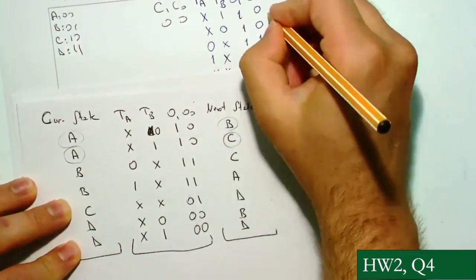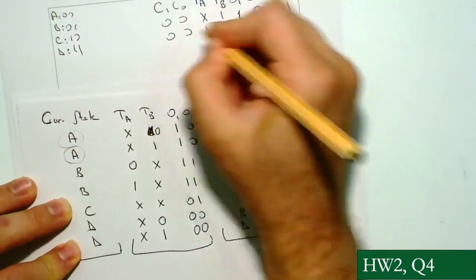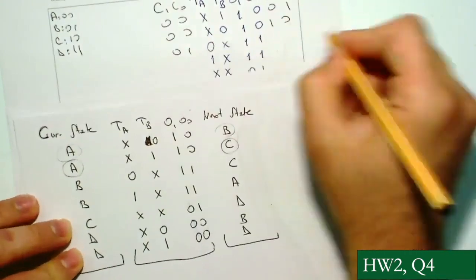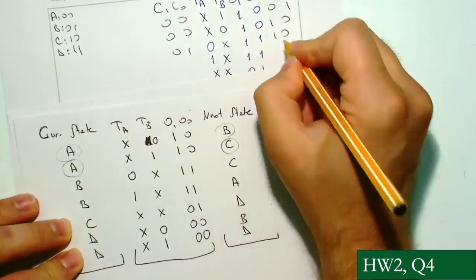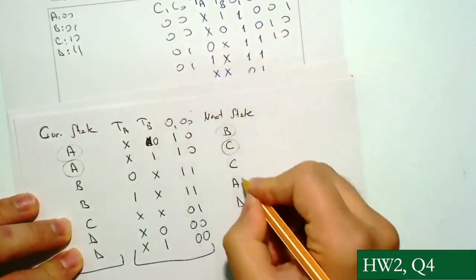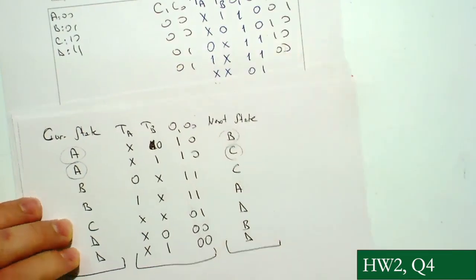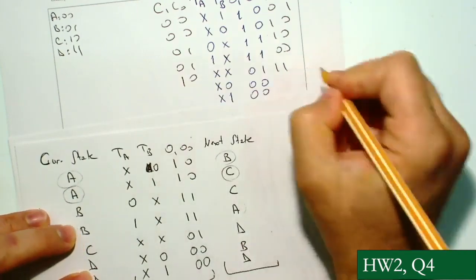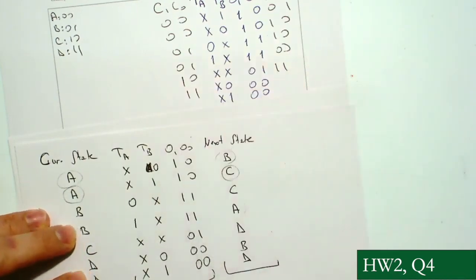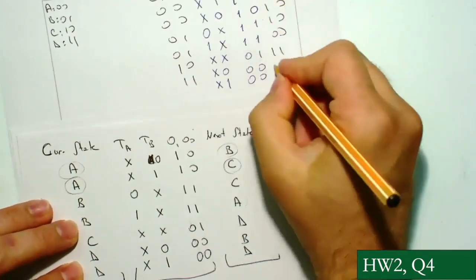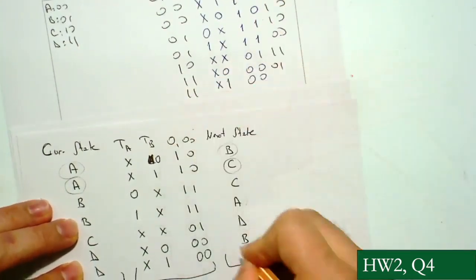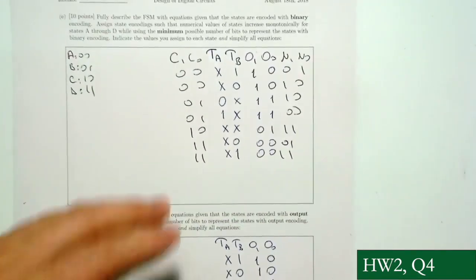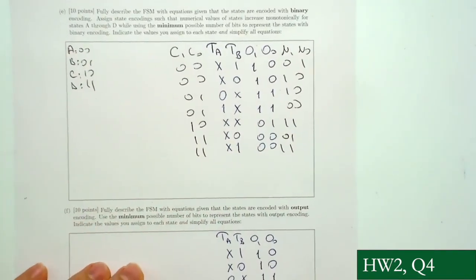For 0, 0, I have 0, 1. For 0, 0, I have 1, 0. For 0, 1, I have again 1, 0. For 0, 1, I have 0, 0. For 1, 0, I have 1, 1. For 1, 1, I have 0, 1. And again, for 1, 1, I have 1, 1. So this will be the truth table to represent states in a binary encoding.